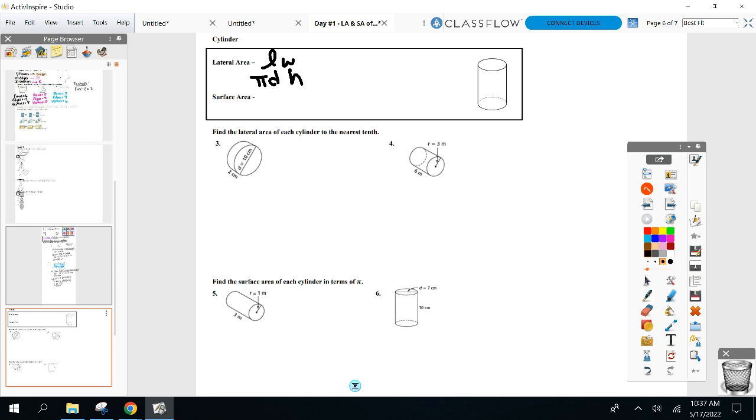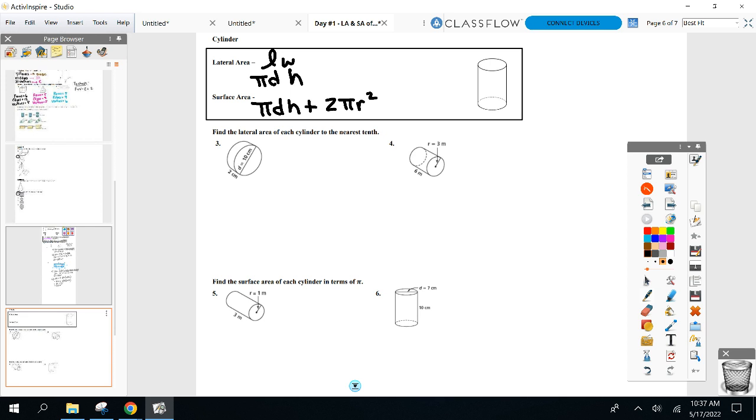What about surface area then? It's the lateral area. What do I pop back on now? Do you know the area formula of a circle? So I'm going to add on what? 2 circles at pi r squared. Great job. So there's the lateral and surface area for a cylinder.